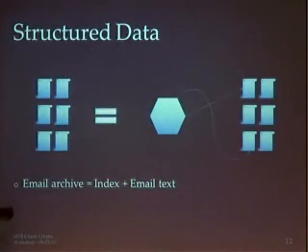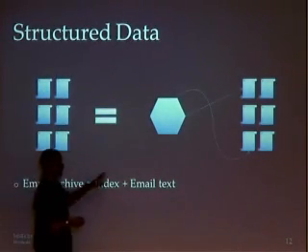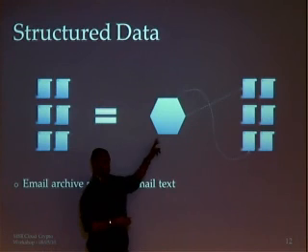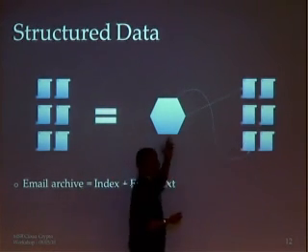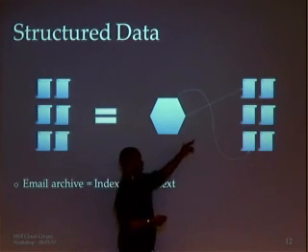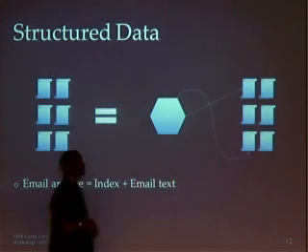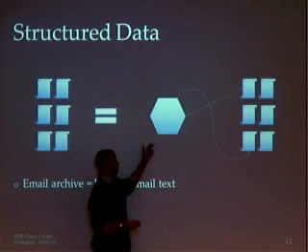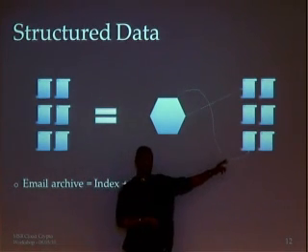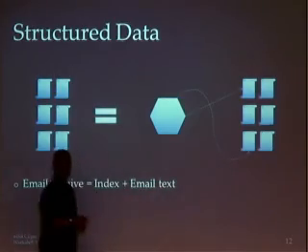So as an example, if you have an email archive, so these are just emails, then we're going to view it as a combination of a keyword index and then the text in the emails. So this index just encodes the keywords associated with each of the emails. And if I query this index on a keyword, I'm going to get pointers into the particular emails that contain the keyword.